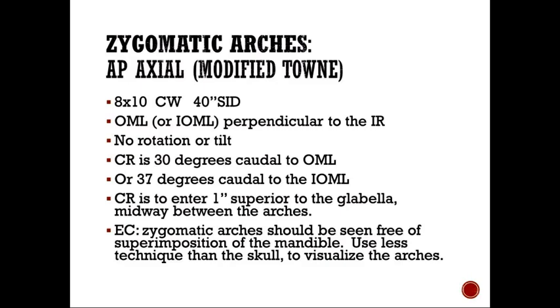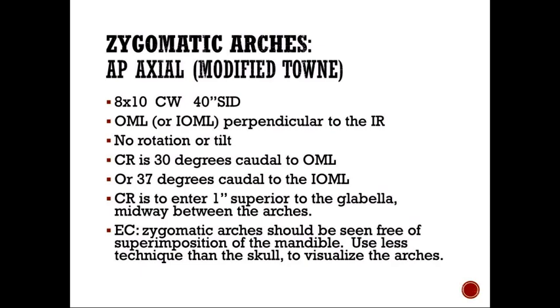Looking at the AP axial or a modified Towne, again 8x10 collimation roughly, crosswise, 40-inch SID. Using the orbitomeatal line, but if we can't use the orbitomeatal line, we can use the infraorbitomeatal line. We want no tilt or rotation. If using the orbitomeatal line, then the central ray will be 30 degrees caudad. If using the infraorbitomeatal line, we'll be using a 37-degree caudad angle, with the central ray set to enter 1 inch superior to the glabella midway between the arches.